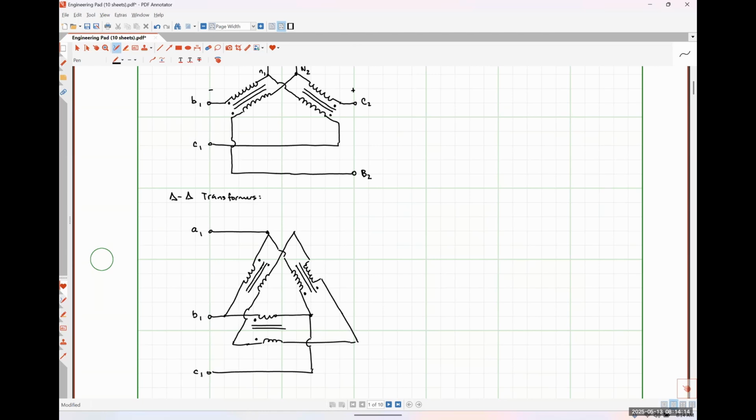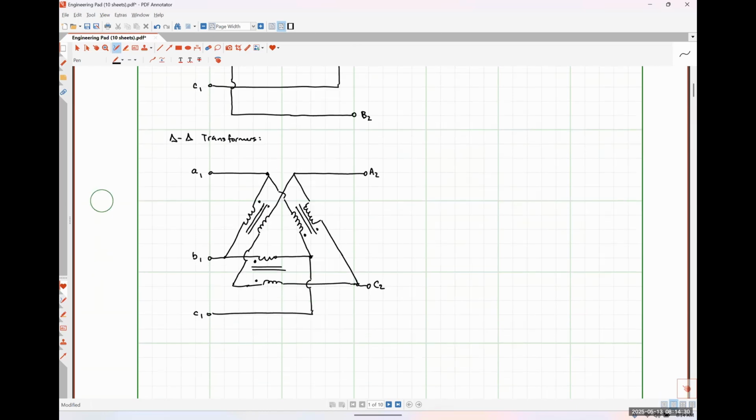And now I'm going to start trying to draw my terminals for my secondary side. So this guy right here will be capital A2. This guy right here will be capital C2. Jump that over. And this guy right here will be capital B2.